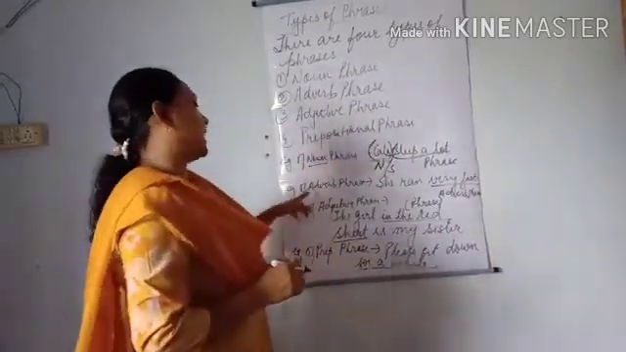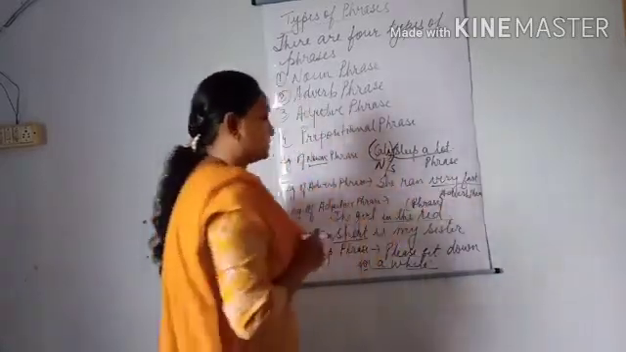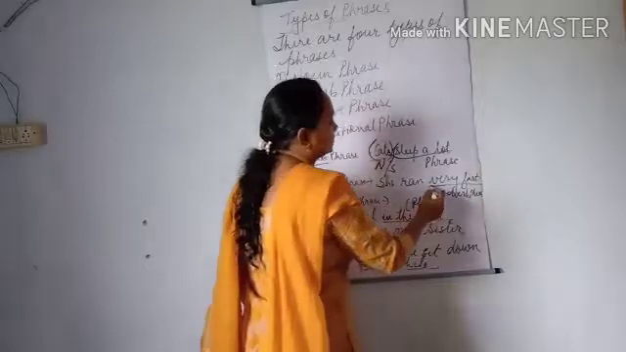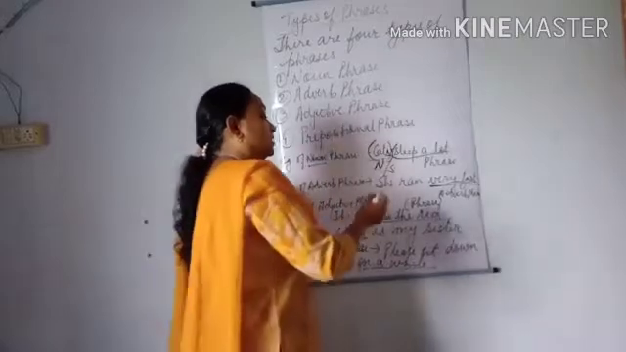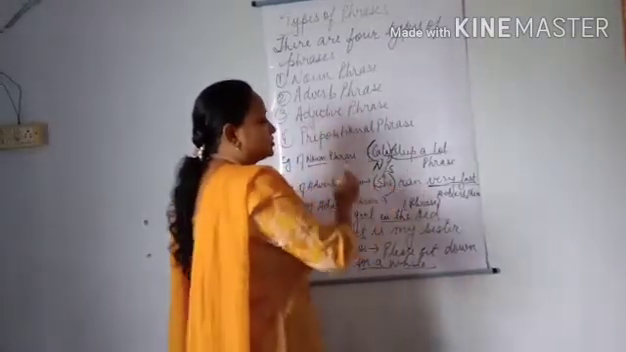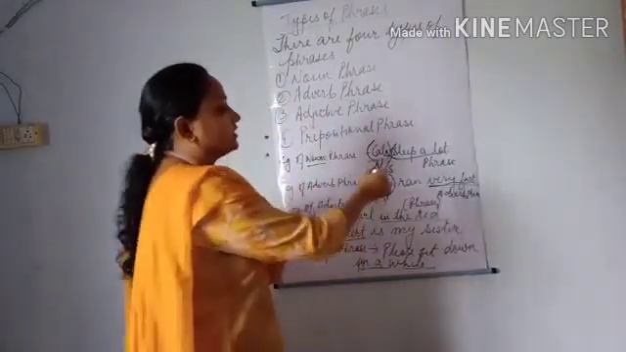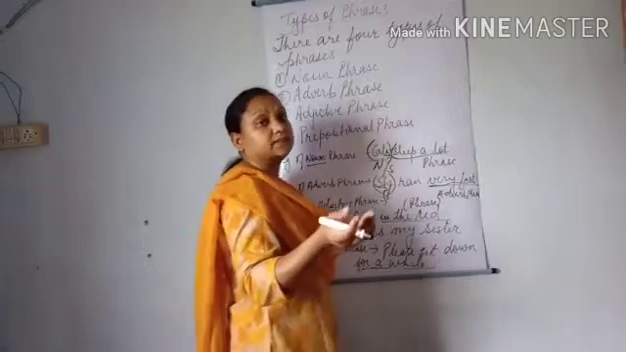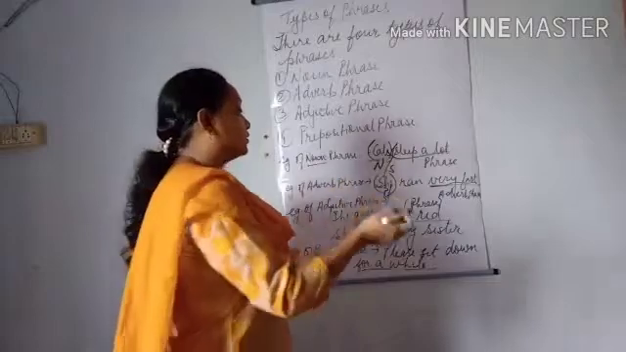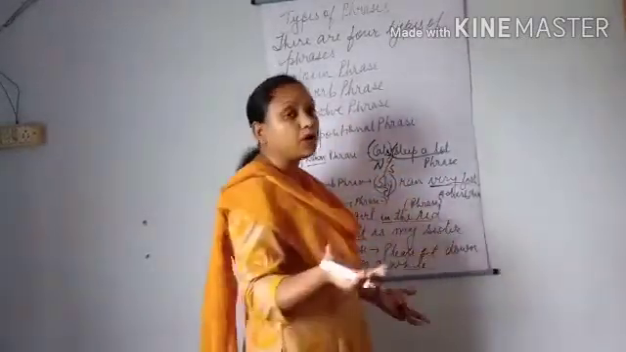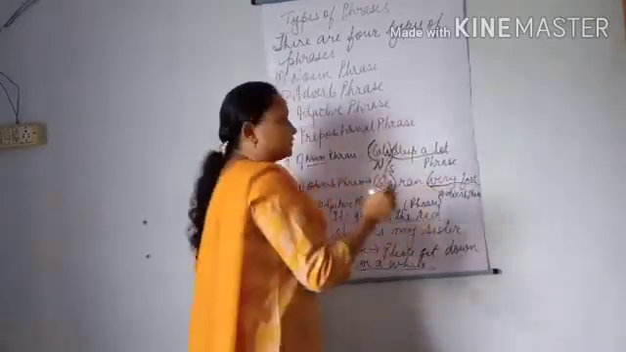Next is adverb phrase, and see the example. She ran very fast. Here very fast is an adverb phrase because it is talking about she, and she is the pronoun over here. How did that person run? Either she ran fast or very slow. This sentence is asking how that person ran. She ran very fast, so very fast is an adverb phrase.